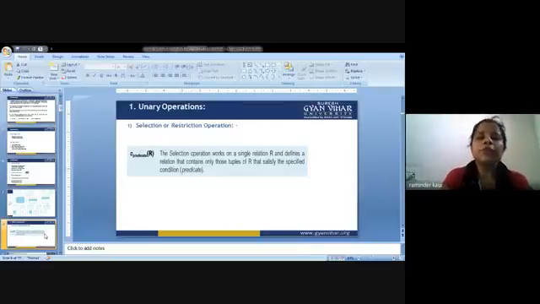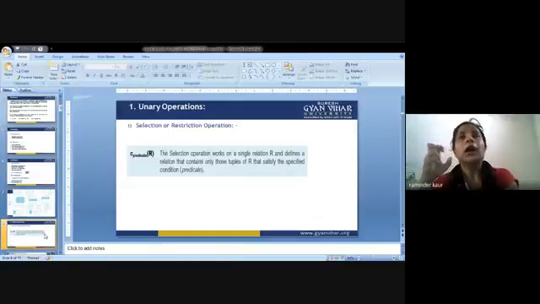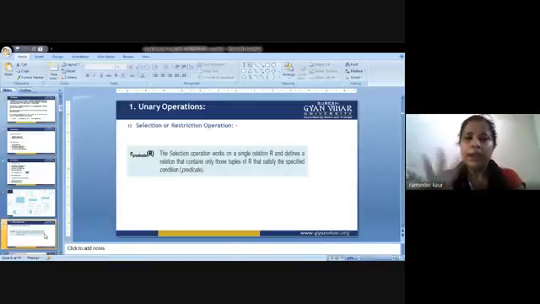Next I am moving forward with unary operators. What are unary operators? Unary, as the name implies, means a single relation, because we are talking about relational algebra, so we are concerned with relations here. Unary means one relation could be fed to the operator. It is concerned with the selection or restriction operator.